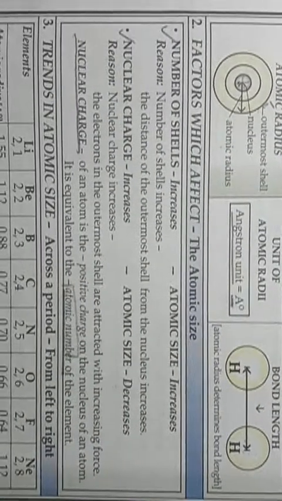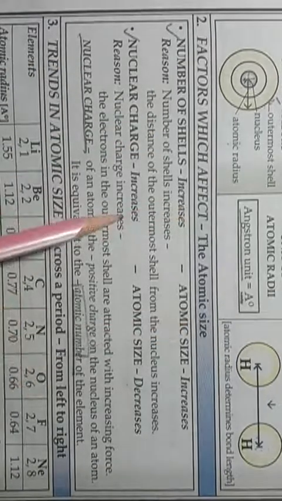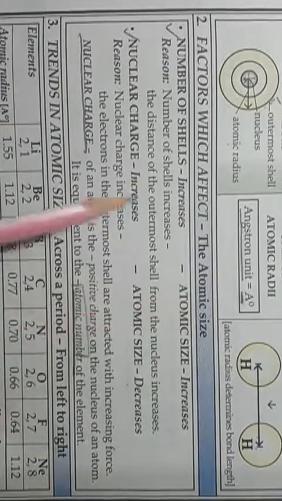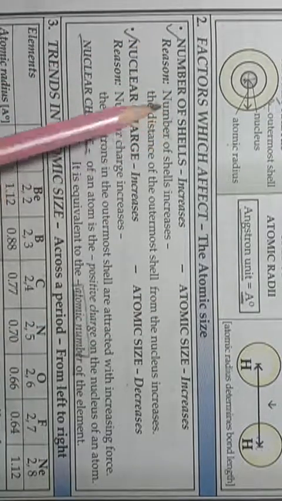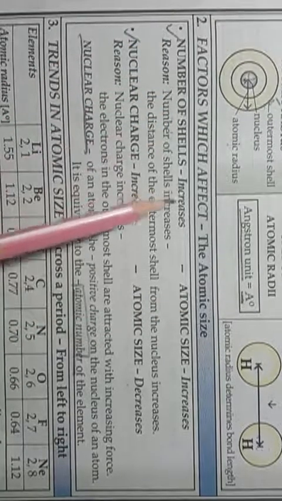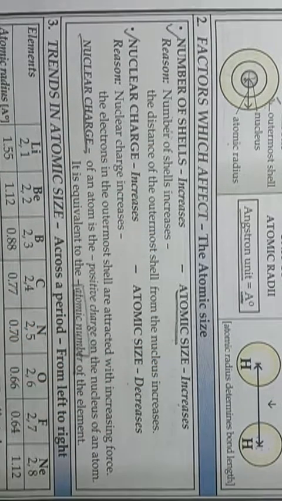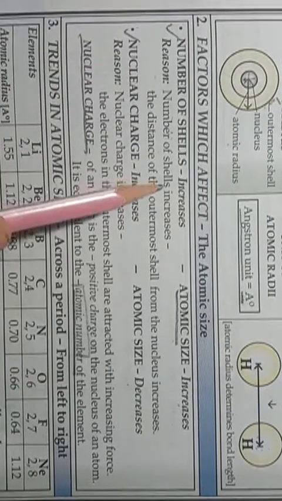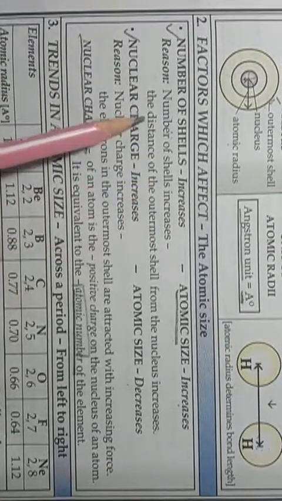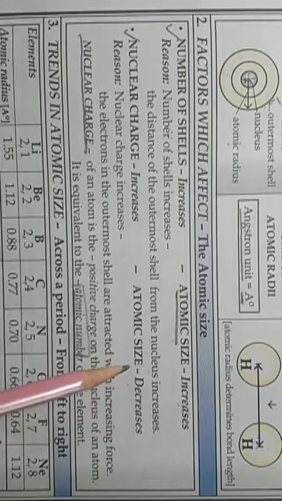Then next is factors which affect the atomic size or atomic radius. So first is number of shells. Number of shells increases, atomic size increases, or you can say atomic radius increases. Okay, reason: as the number of shells increases, the distance of the outermost shell from the nucleus increases.